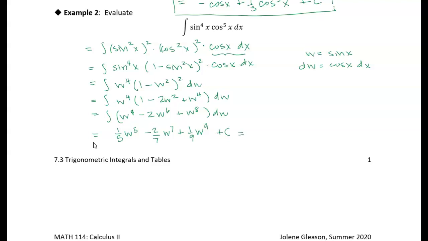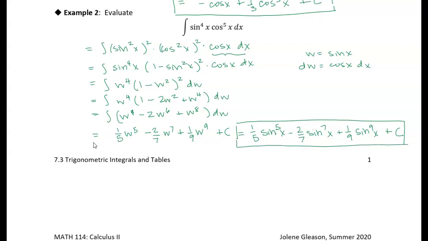So what I'm going to end up with is 1/5 sine to the fifth of x minus 2/7 sine to the seventh of x plus 1/9 sine to the ninth of x. Okay, and then plus c. I think I got everything in there. So that's my final answer right there. So I'm going to put a little box around it to say, there we go, we're done. That's my answer. All right.